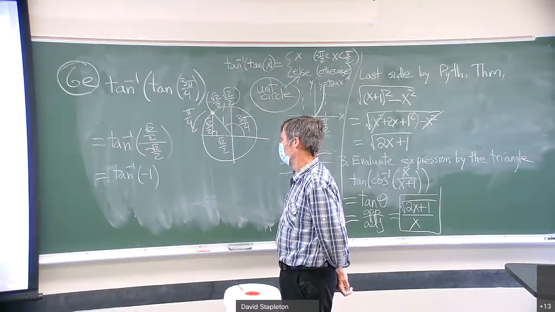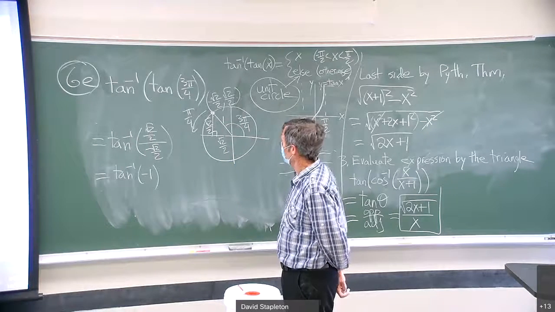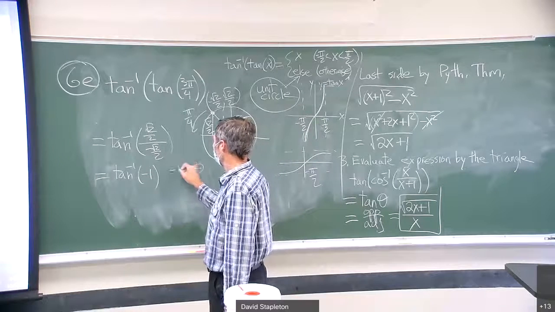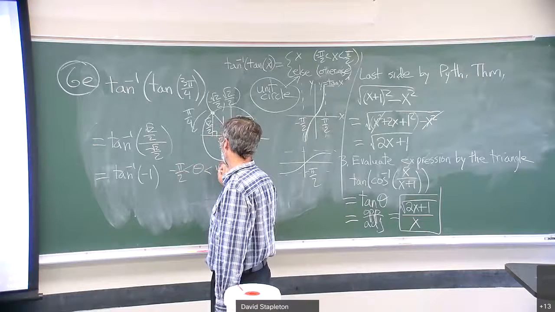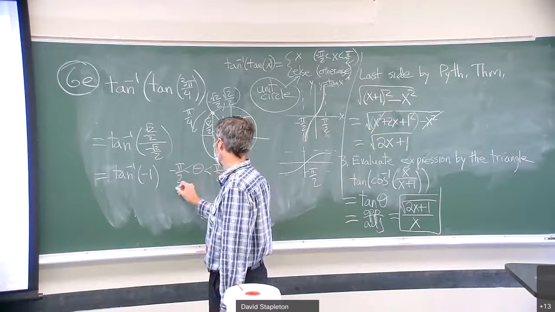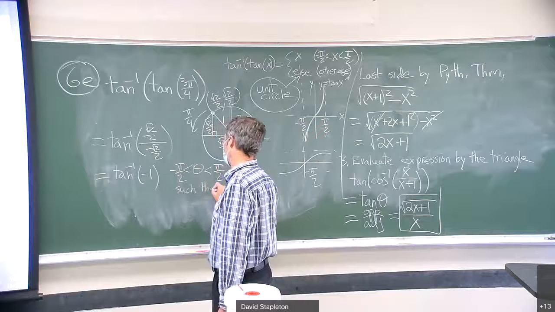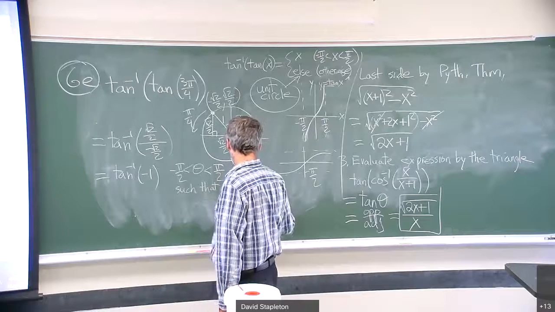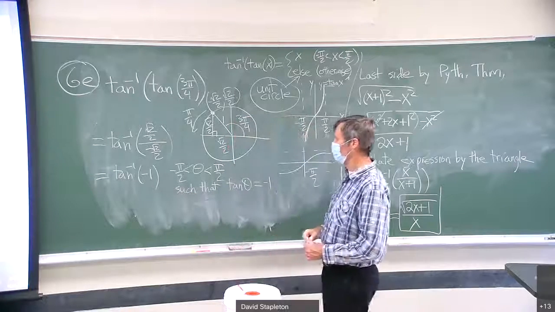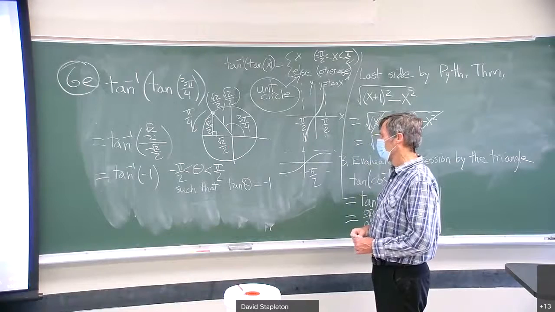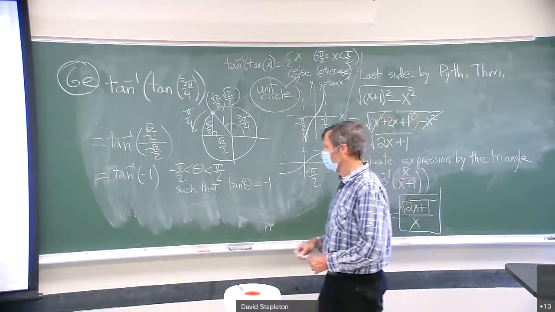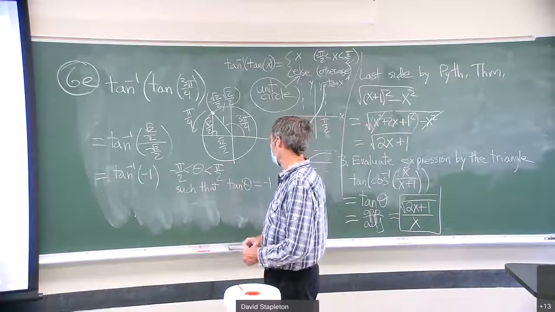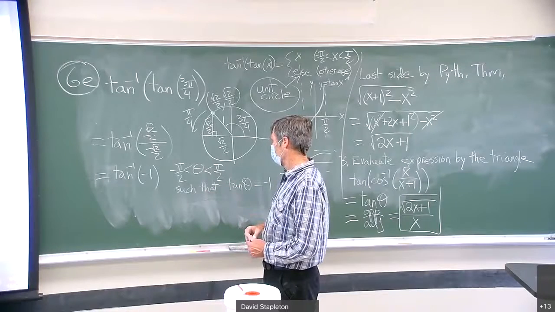Now, how do I find the angle between minus pi over 2 and pi over 2 such that the tangent of theta is this number, -1? That's the question when you have to evaluate the inverse tangent. When you say what's the arctangent of -1, you're saying what angle gives you that tangent, and it has to be between here. There's only one such angle, and you just have to figure out what it is.